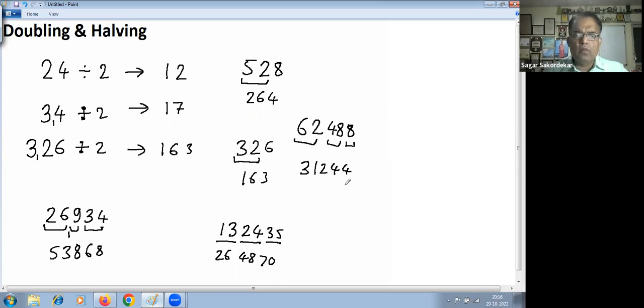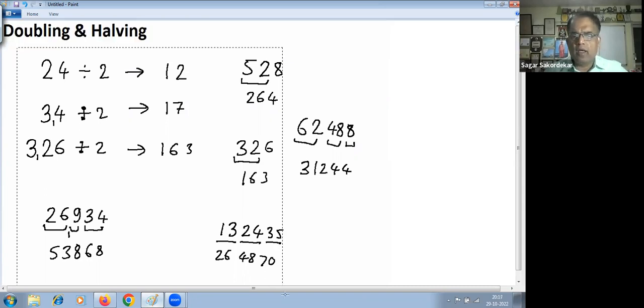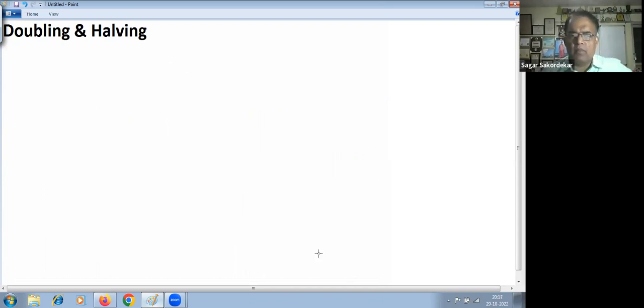Okay, so now let's see where you can use it. So one use is very clear. Whenever you want to divide by 2 or multiply by 2, instead of actually multiplying, you can use this method. Other is when you want to multiply by 4 or 8, you can do a series of doubling or a series of halving. See, if you want to multiply by 4, that can be written as 2 into 2. Multiply by 2, again multiply by 2. Multiply by 4 is the same as multiply by 2 and again multiply by 2.